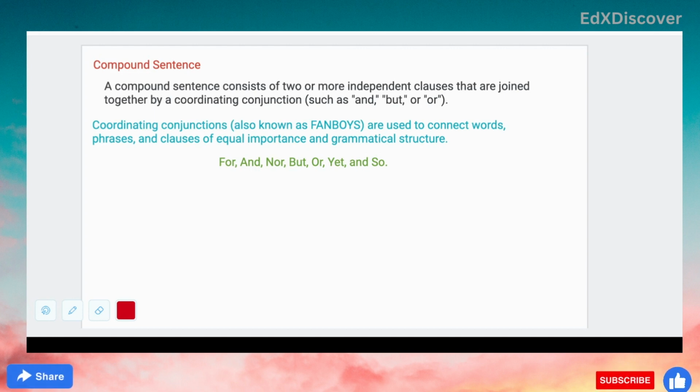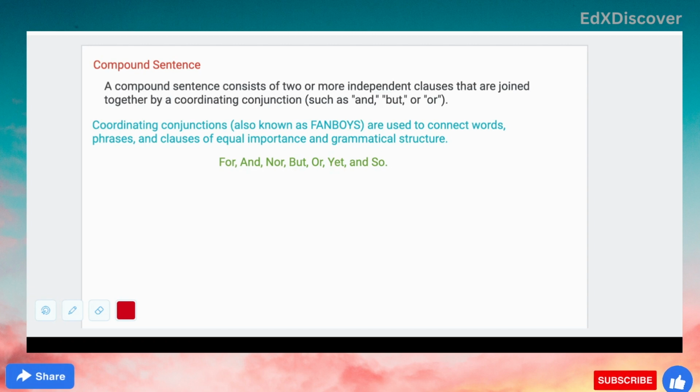And they can be used in a variety of places in a sentence, including between two independent clauses in a compound sentence, to connect items in a list, to join two adjectives modifying the same noun, to connect two verbs in a compound predicate, and finally to join two nouns or pronouns in a compound subject or object. These are the variety of places where we will use these coordinating conjunctions.